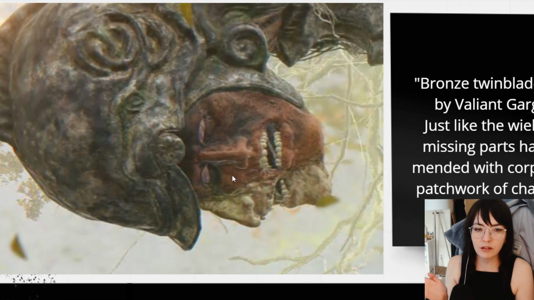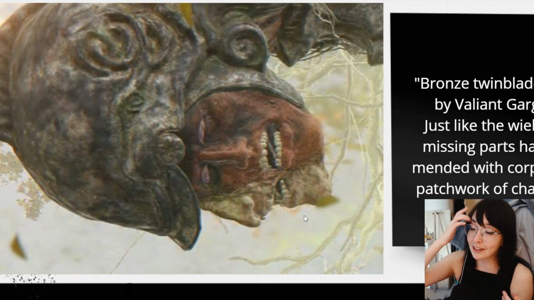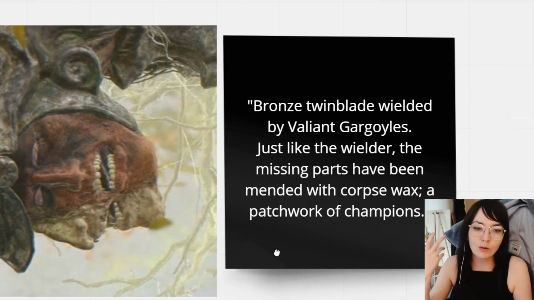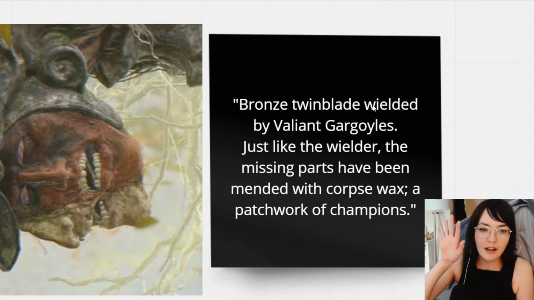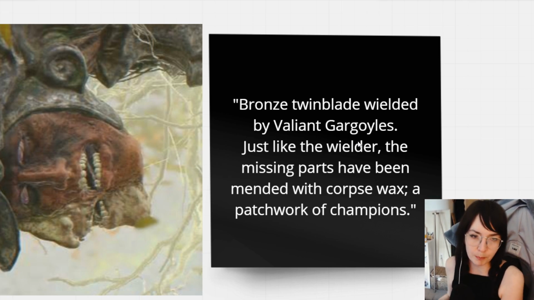When you encounter these gargoyles, if you take a really close look at them, they're actually Frankensteined together, really similar to the grafted scions that we fight at Stormveil Castle. And if you defeat the ones that lead to the Deeproot Depths, they actually give you one of their weapons that says that the Bronze Twins' blade is wielded by the valiant gargoyles. Just like the wielder, the missing parts have been mended with corpse wax, a patchwork of champions.